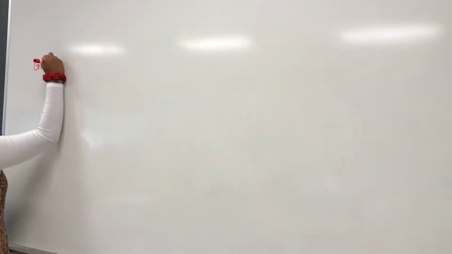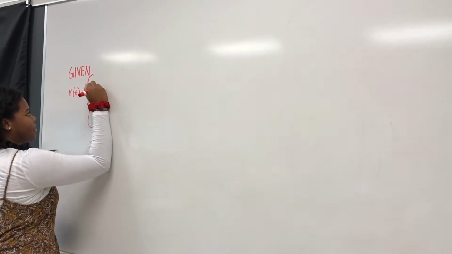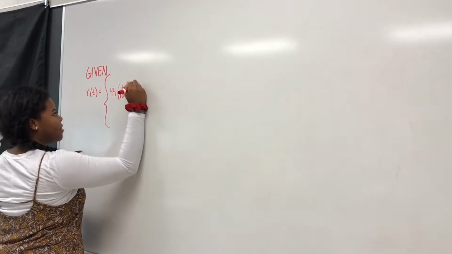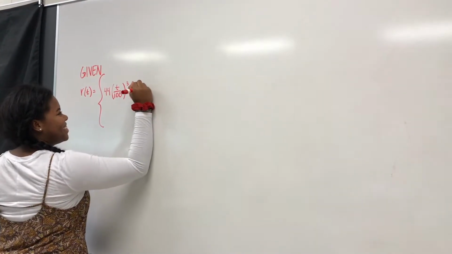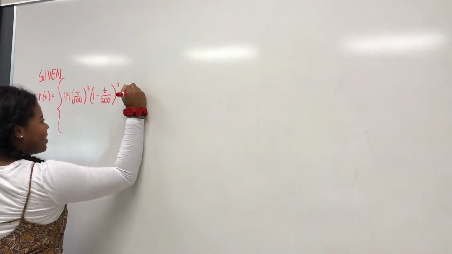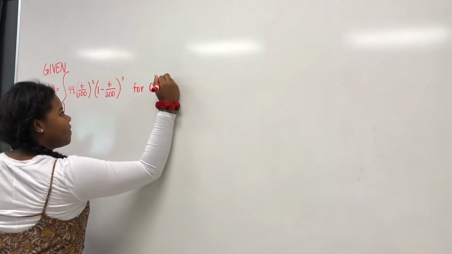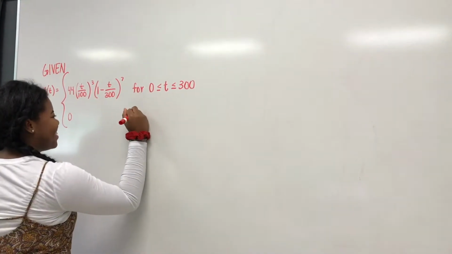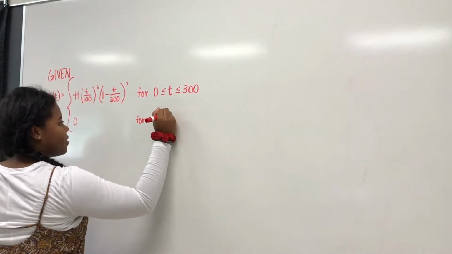The first question on the 2018 AP Calculus BC free response is given by: people enter a line for an escalator at a rate modeled by the function r. Here's what they give us. R of t equals 44 times (t over 100) to the third power times (1 minus t over 300) to the seventh power for t on the interval from 0 to 300 seconds, and R of t equals 0 for t greater than 300.